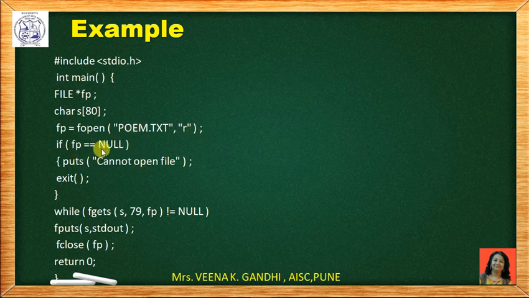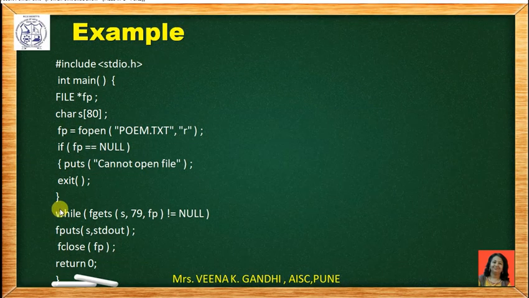If the file pointer is NULL, it means you cannot open the file, and exit. Otherwise, read the lines from the file till the end of file is reached. So while fgets(s, 79, fp) means read 79 characters from the file and store them in the string s. After that, having read that string, put that string on the screen. So fputs(s, stdout), whatever line we read from the file, we are printing on the screen.